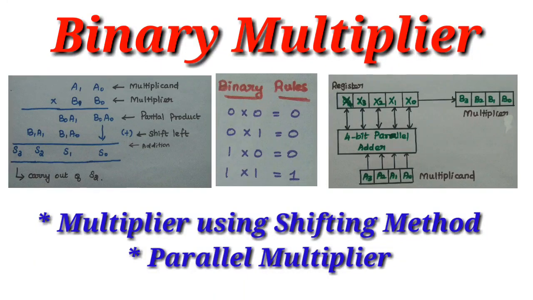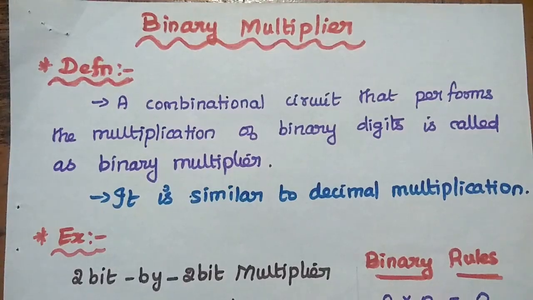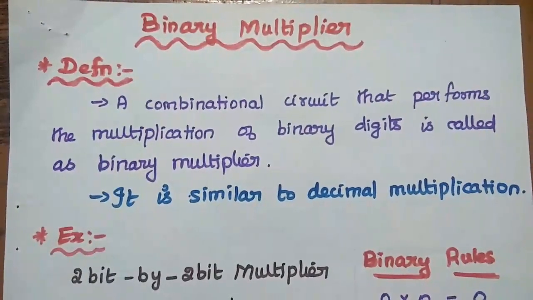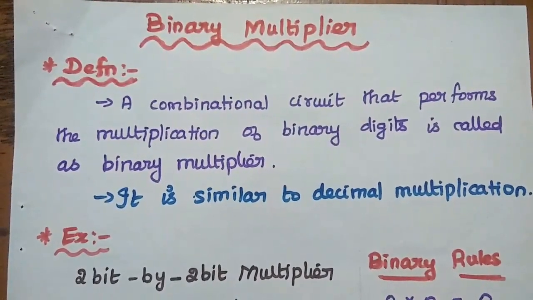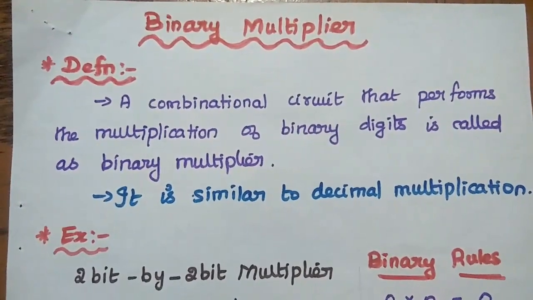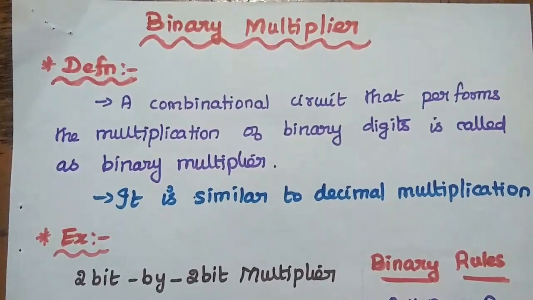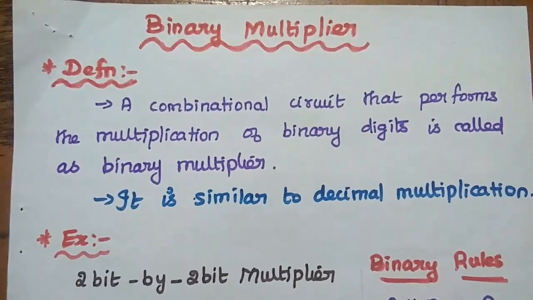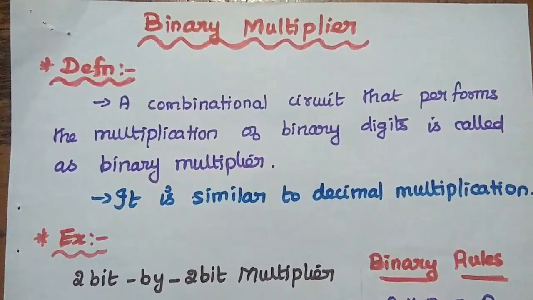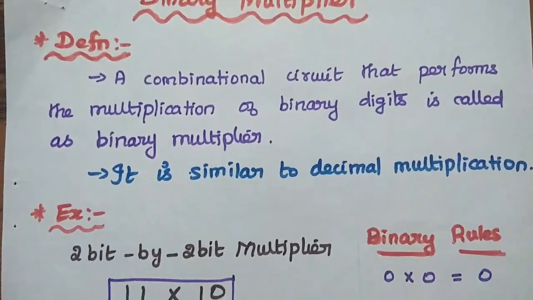Dear students, now we are going to discuss binary multiplier and its methods in detail. Let's start with the definition of binary multiplier. It is a combinational circuit that performs the multiplication of binary digits. The binary multiplication process is similar to the decimal multiplication.